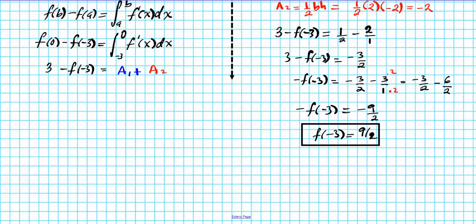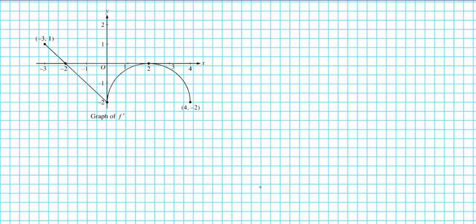Okay? All right, let's take a look at the second part. For this one, we're going to be using the same formula and rule as we did for the previous one. We're just looking at a different interval. That's the only difference here. So we want to find f of 4 using the fact that f of 0 is equal to 3 as we did before.